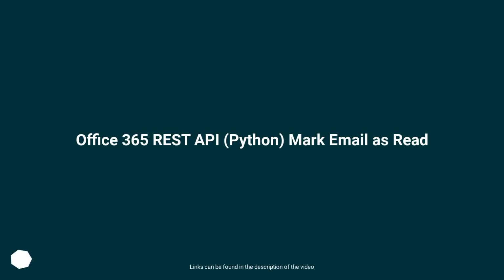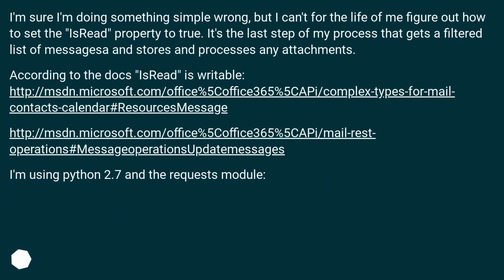Office 365 REST API, Python, mark email as read. I'm sure I'm doing something simple wrong, but I can't for the life of me figure out how to set the isRead property to true. It's the last step of my process that gets a filtered list of messages and stores and processes any attachments.